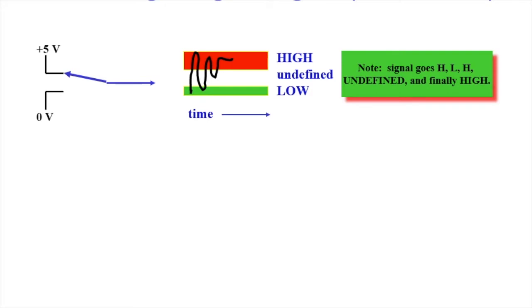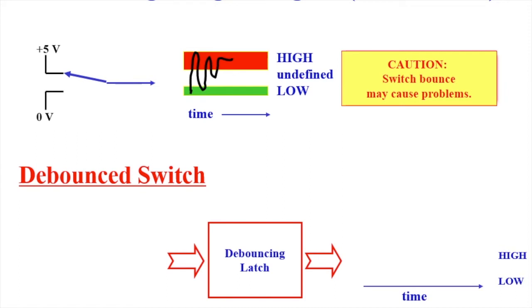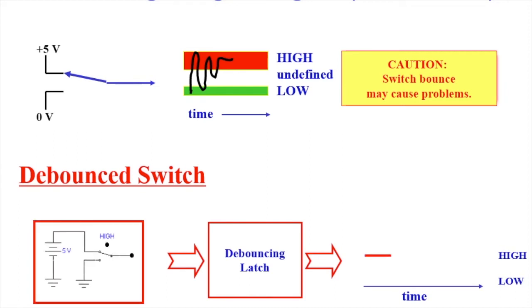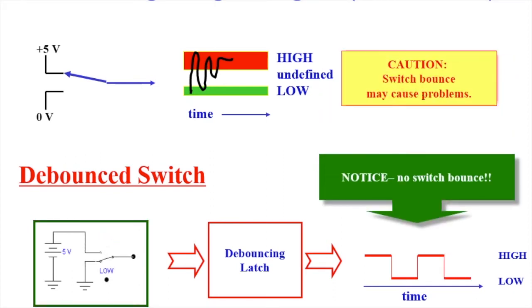Now, when I switch from 0 to 5, I get various states. We generally call that bounce. We try to avoid it. You know, we debounce it so that once it hits the level, it stays at that level.